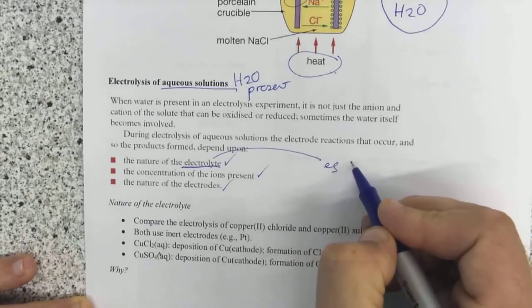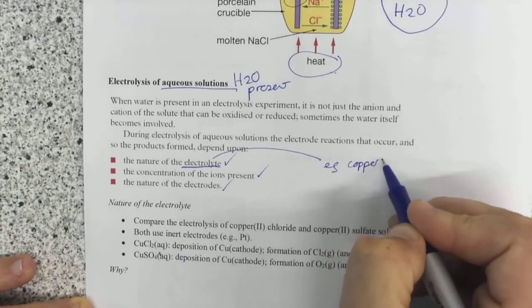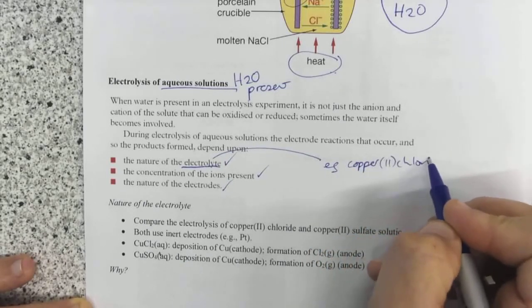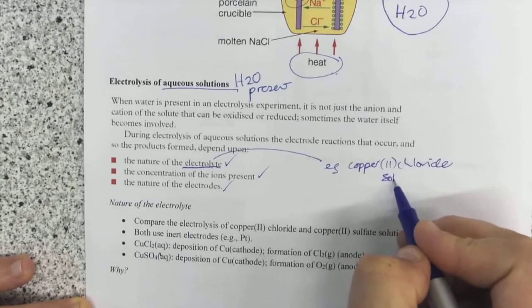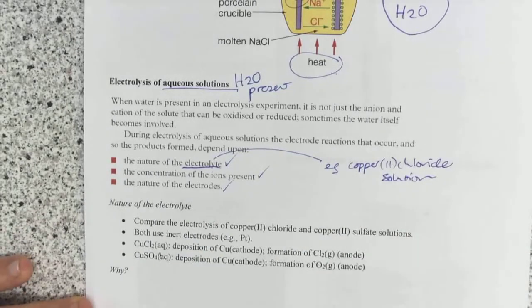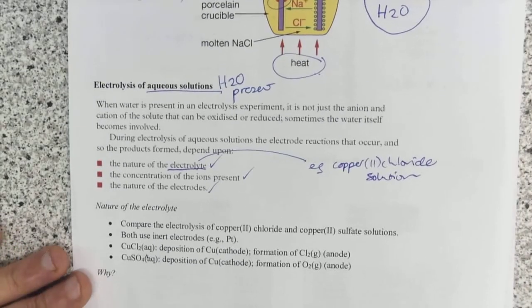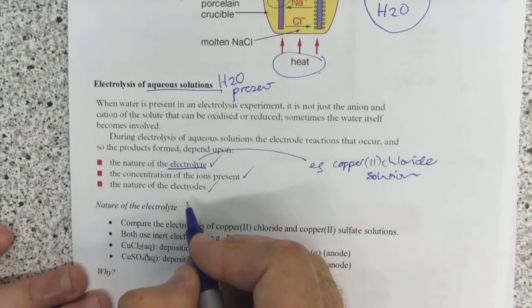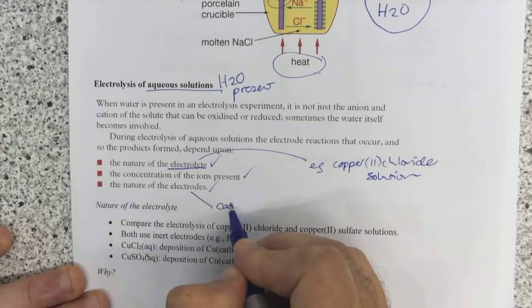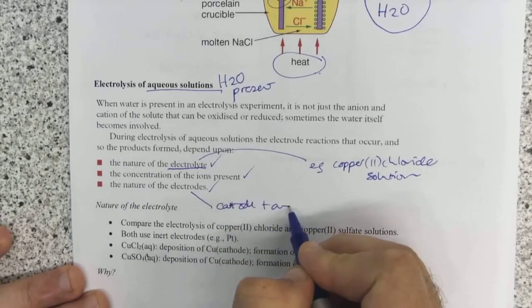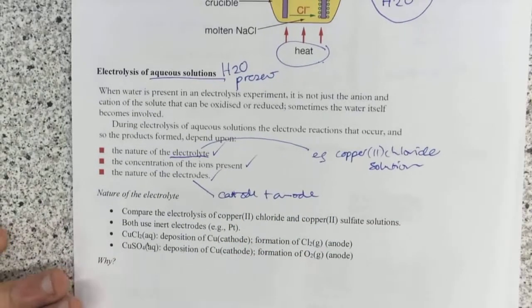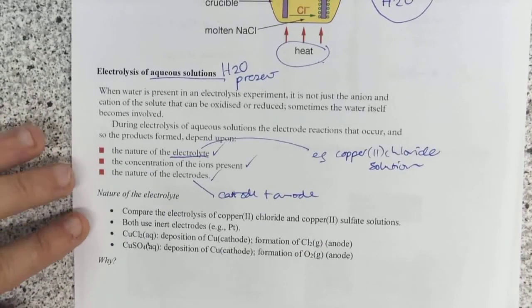for example, the copper 2 chloride solution. Bless you. You didn't sneeze. I don't know. Yeah, so that's the electrolyte, and obviously the electrodes are the cathode and the anode. So we can vary many things. Let's have a look at the nature of the electrolyte first.